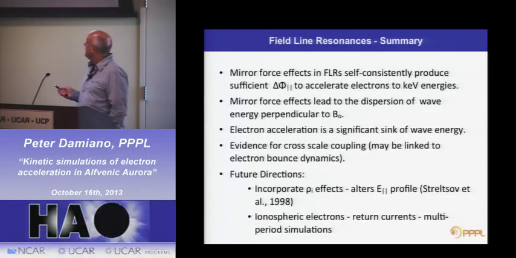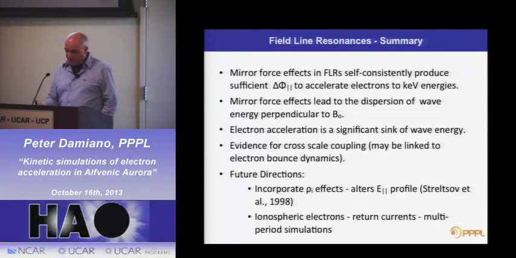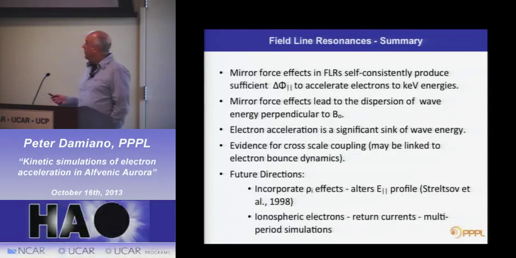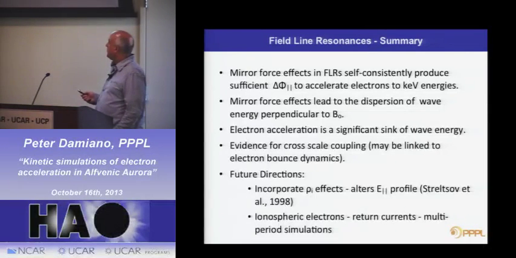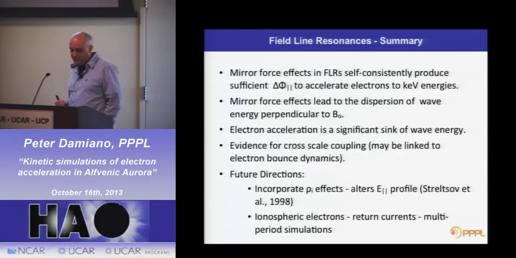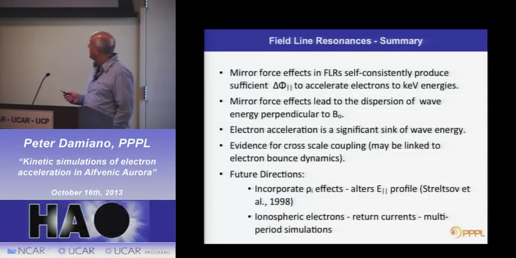Whereas here, to first order, it's the global scale that's doing the driving. And so in terms of future directions, we want to incorporate ion gyroradius effects, because this alters the parallel electric field profile along the field line, and consequently will affect the characteristics of electron energization. That's never been considered in a kinetic simulation.